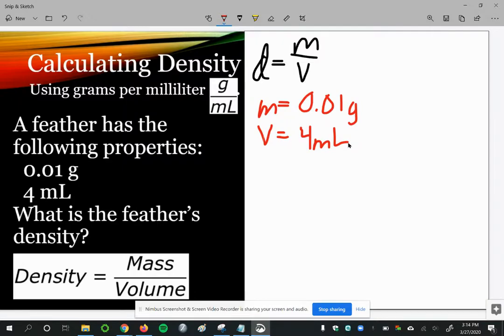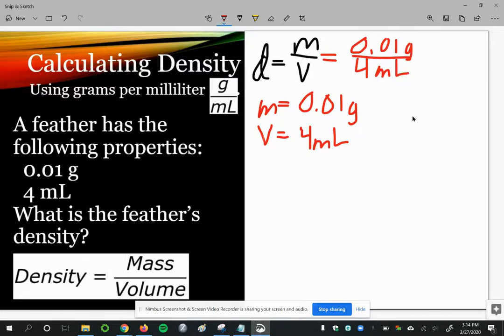And now I just ask, can I solve for density? Density equals mass divided by volume. Well, yeah, I can. I have the mass and I have the volume. So then I just go back up here and do the problem. 0.01 grams divided by 4 milliliters.